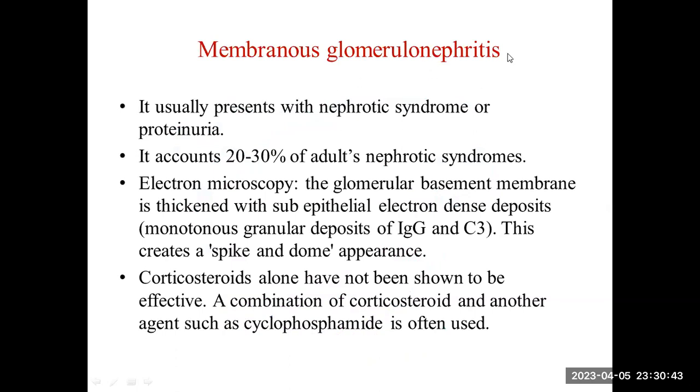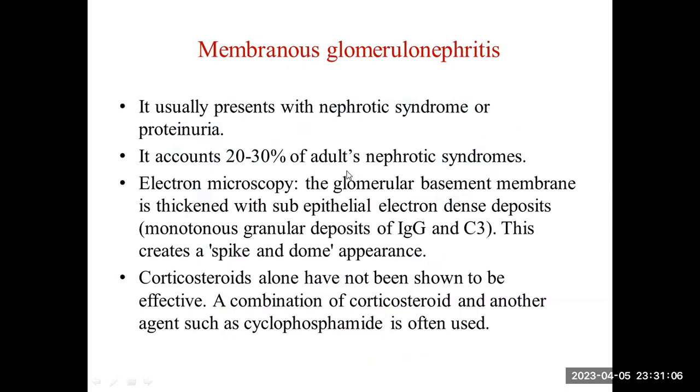So let's talk about another type of glomerulonephritis, which is membranous glomerulonephritis. And this is an important cause of nephrotic syndrome in adults. Minimal change disease is an important cause of nephrotic syndrome in children, but membranous is an important cause of nephrotic syndrome in adults. It accounts for around 20 to 30% of adults' nephrotic syndrome cases.